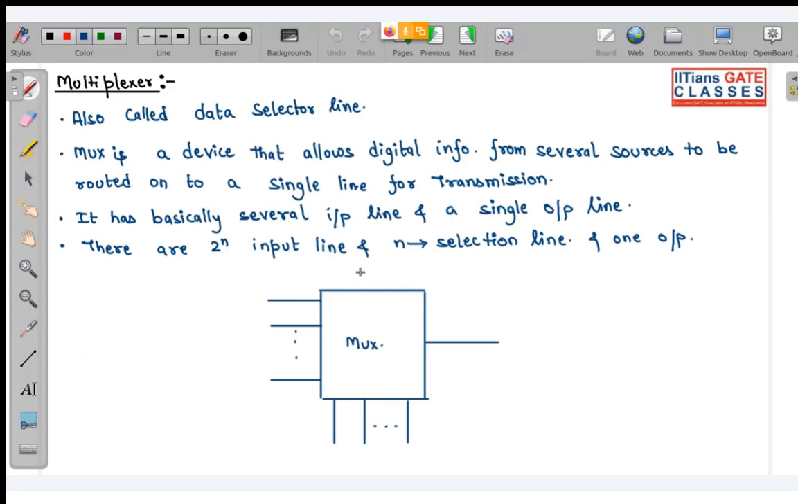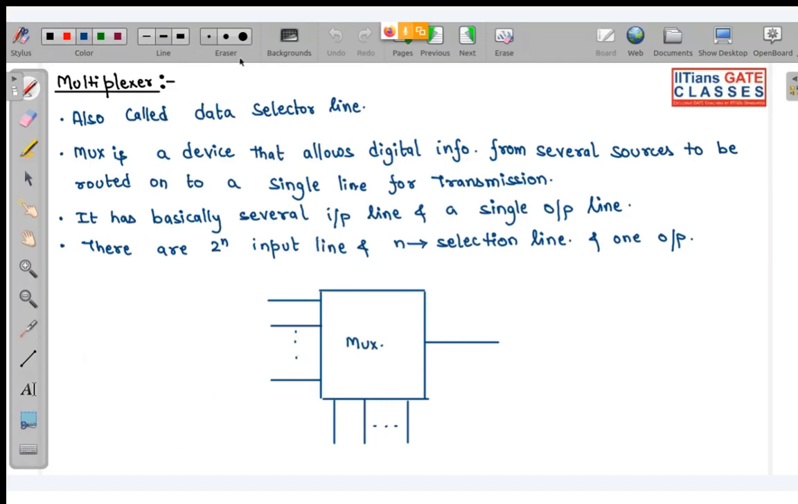Means there is no random motivation for the mux to select an input. There might be some rule or something by following which it selects input and output. Okay. So multiplexer, you can think of it like a switch. Okay, think of it like a switch.